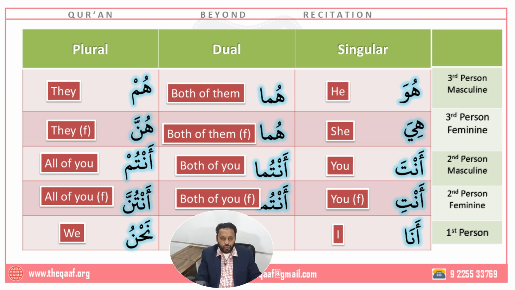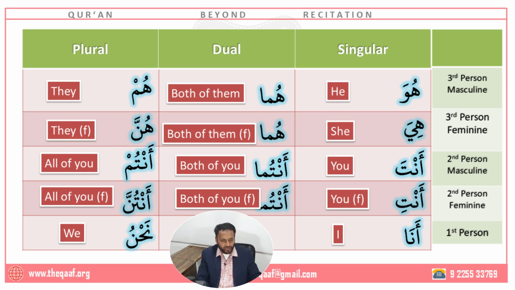Third row, first word, anta, antuma, antum. And the fourth row starts anti, antuma, antunna. And the last 2 words, because there are a total of 14 pronouns, are ana and nahnu.